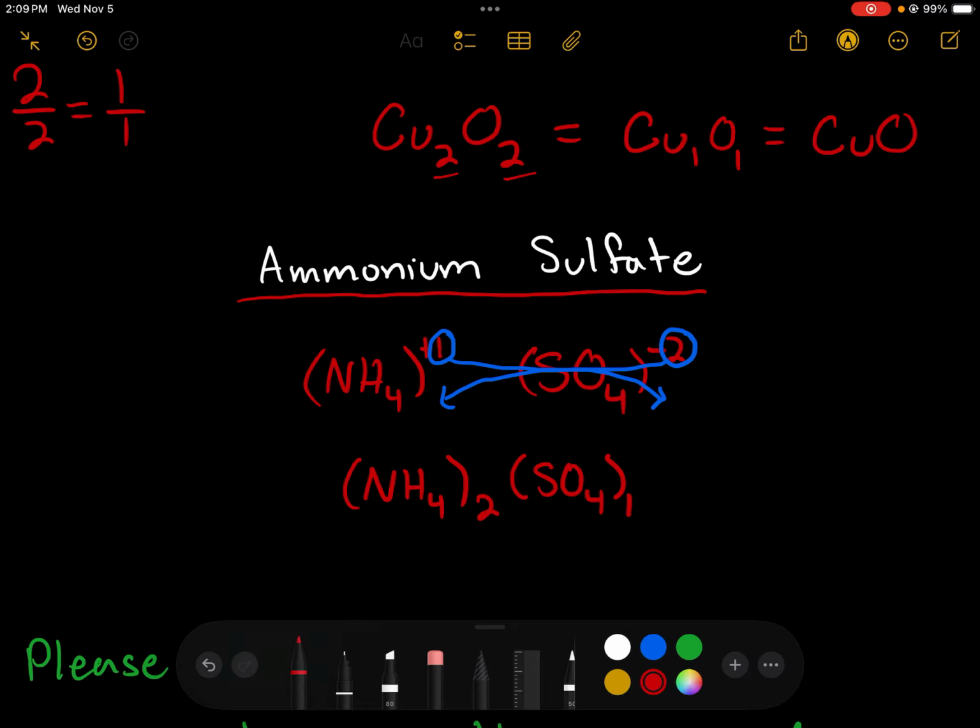Just like that. Again, please note that I did not change the 4's at all. I did not change anything inside the parentheses. All I changed was the charges that were written outside of those parentheses. And your final formula, please recall you do not have to write that one at all, so we can get rid of that one, and we can write this (NH4)2SO4. All right?